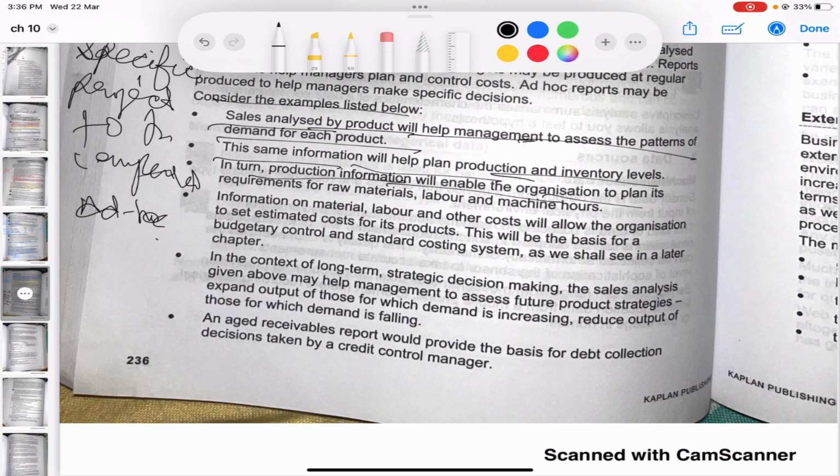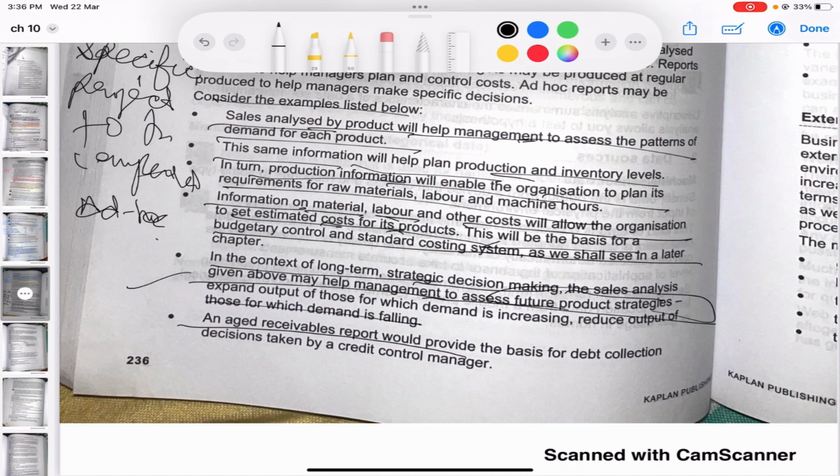Production information will enable the organization to plan its requirement for the raw materials, labor, and machine hours. Information on material, labor, and other costs will allow the organization to set costs of its products. So we use the accounting information in order to come up with the management information. This will be the basis for budgetary control. In the context of long-term strategic decision making, the sales analysis given above may help the manager to assess future product strategies. So by taking the information from our accounting statements, you can take decisions for the future.